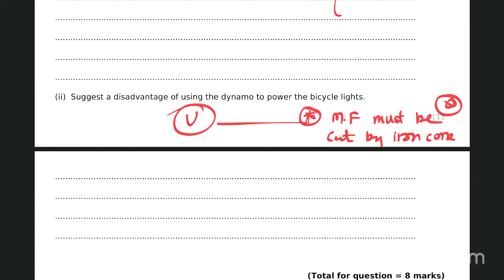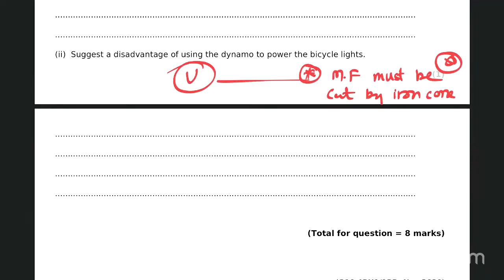Okay, so that is the answer for this question, which means if the bicycle is not moving, the lamp won't be working, right? The lamp is working, but there won't be any power supplied to the lamp. That is the answer, right? Got it? Easy questions. You need to think a little bit, okay?